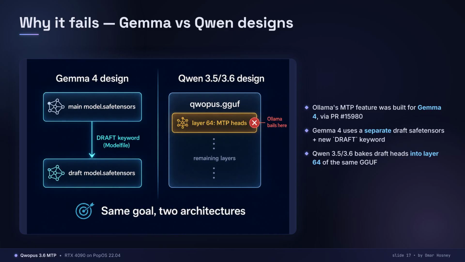When Ollama's Qwen3Next loader walks that layer expecting standard attention projections, it finds MTP draft head weights instead and bails out. The fix has to come from Ollama upstream. A future minor release will likely add Qwen3Next MTP support. Until then, llama.cpp is the only engine that can actually use this GGUF.